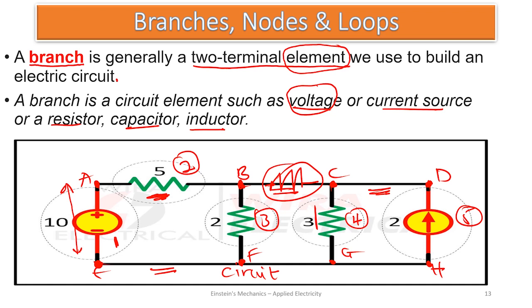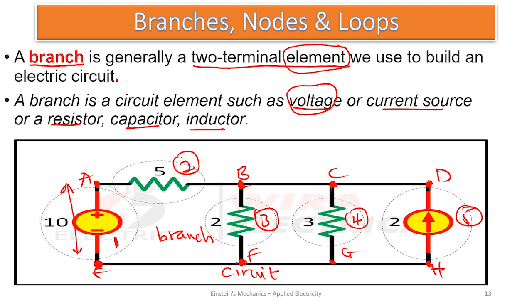So from E to F, if I bring a capacitor here, then E and F becomes one branch, because it has an element, a building block. So we should pay attention to all these and know the difference when we are taking a branch. Is that good? Okay, so now we know what a branch is.